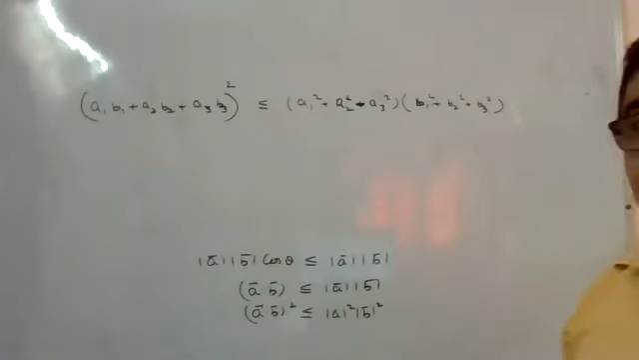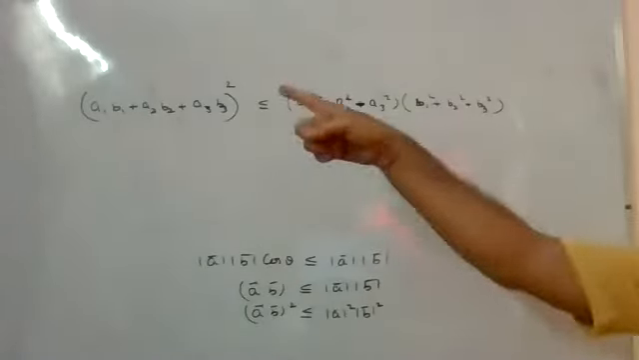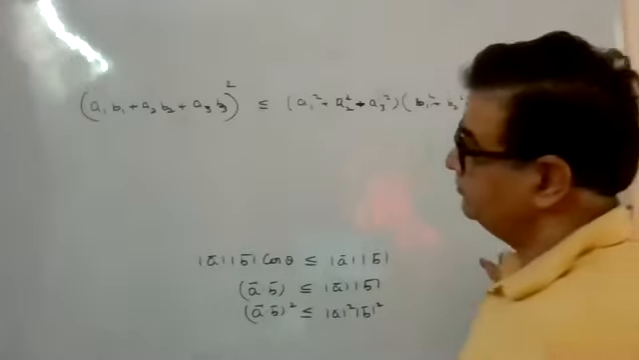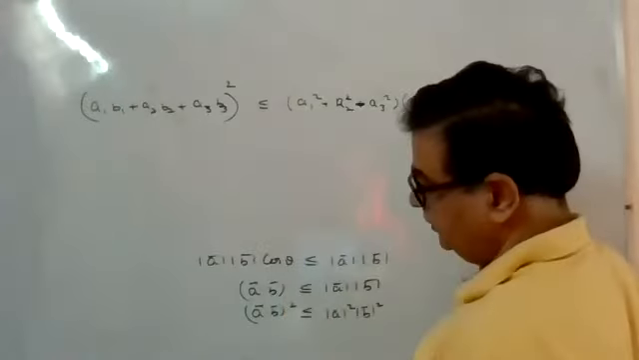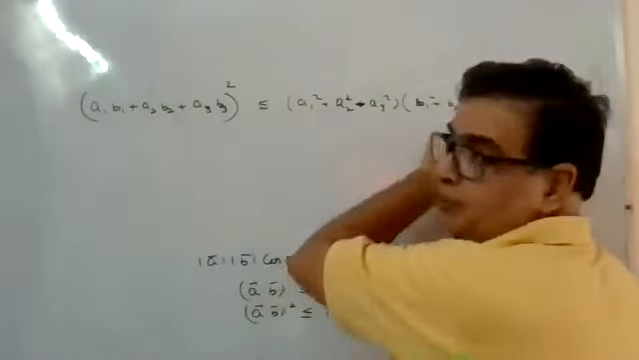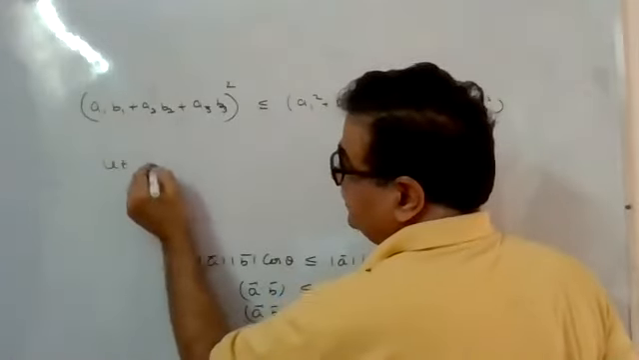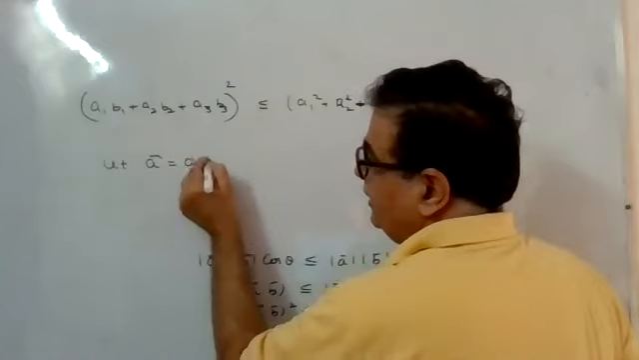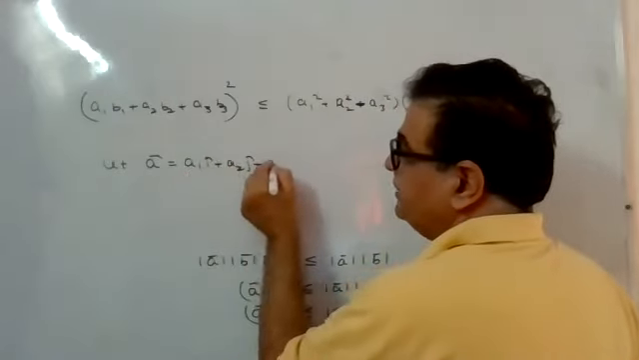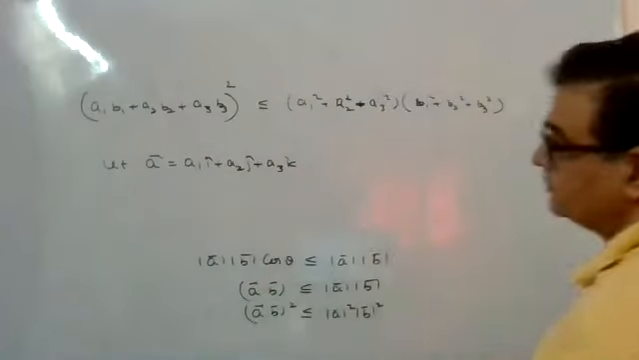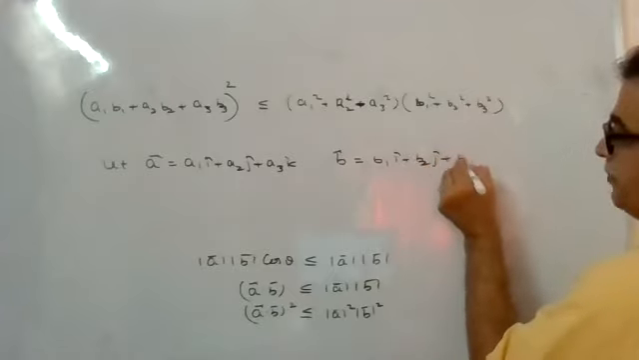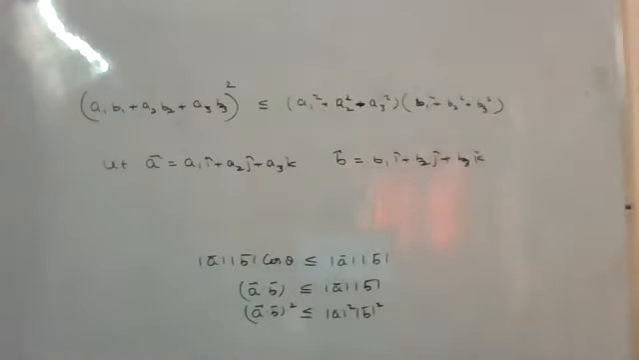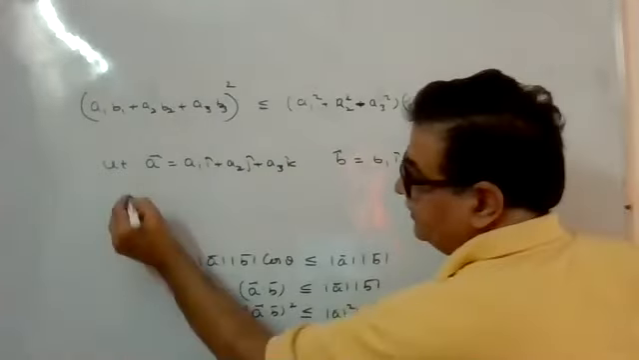Yes, please. How to do this question? If you pay attention, these are the components of A: A1, A2, A3. The components of B given are B1, B2, B3. Means what we do here, let A vector be A1 i cap plus A2 j cap plus A3 k cap, and B vector I take as B1 i cap plus B2 j cap plus B3 k cap.